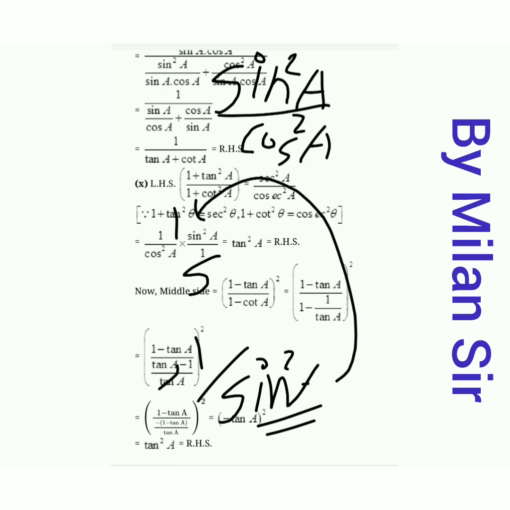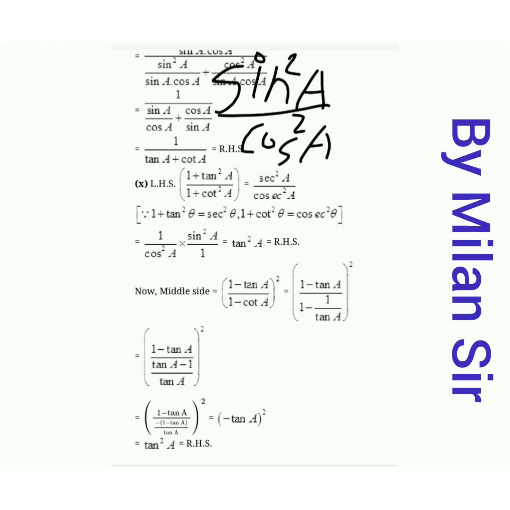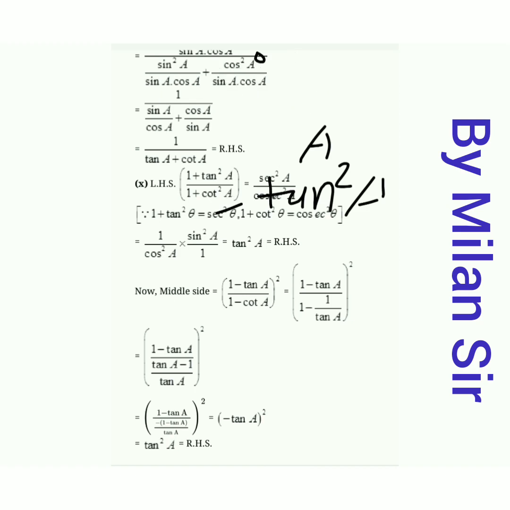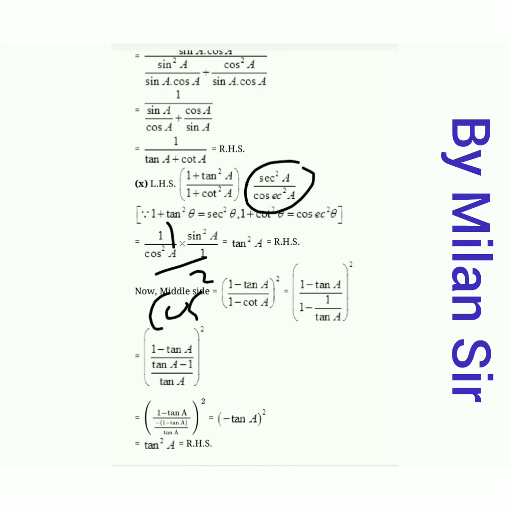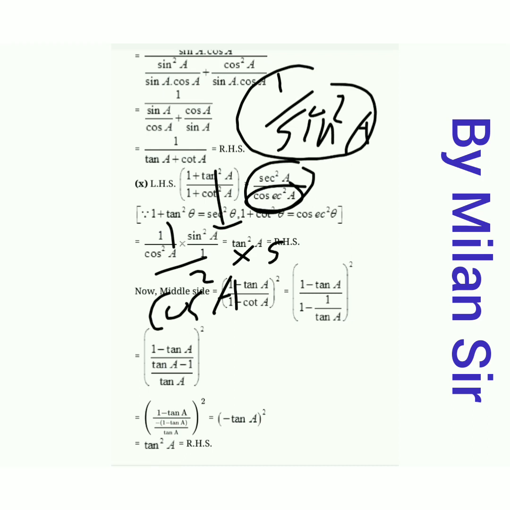Right? And sine square a upon cos square a is equal to tan square a, because sine a upon cos a is equal to tan. A square is there, so tan square a, and this is our right hand side, hence proved, right? Here we can also do one thing: sec square and cosec square. Sec square means 1 upon cos square a. If we do not want to divide, then take the inverse of cosec square a, because cosec square a is equal to 1 upon sine square a, so put a multiplication sign and take the inverse. So the inverse of 1 upon sine square a is sine square a upon 1.